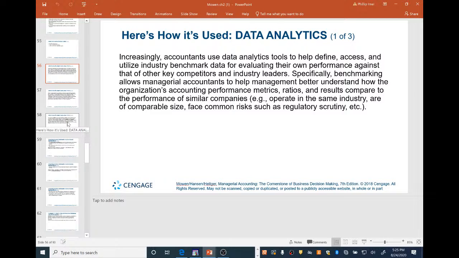So increasingly, accountants use data analytics tools to help define, access, and utilize industry benchmark data for evaluating their own performance against that of other key competitors and industry leaders. Specifically, benchmarking allows managerial accountants to help management better understand how the organization's accounting performance metrics, ratios, and results compare to the performance of similar companies, right? So by benchmarking, we've all heard what benchmarking is. We have firms in the same industry, and you can look at and analyze trends across the same industry, and you can see maybe, okay, their gross profit's a lot higher. Why is that? And then try to decipher why that is.